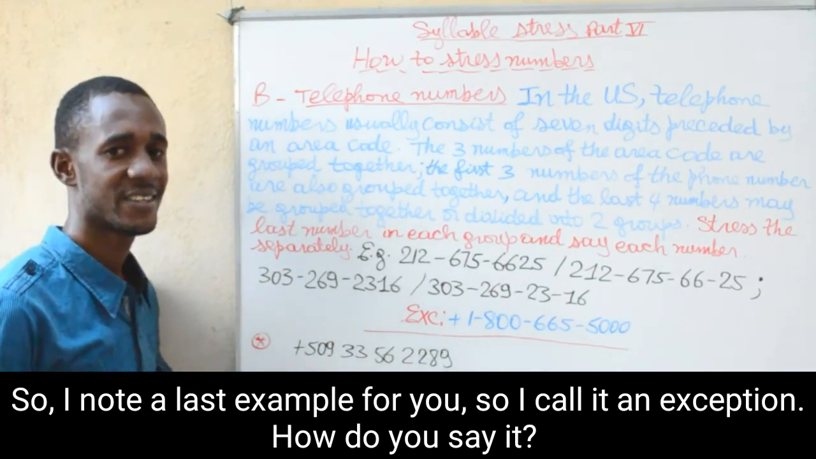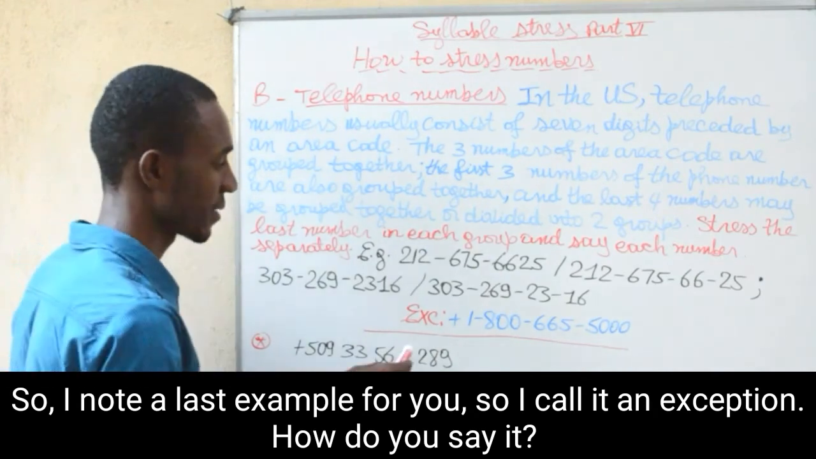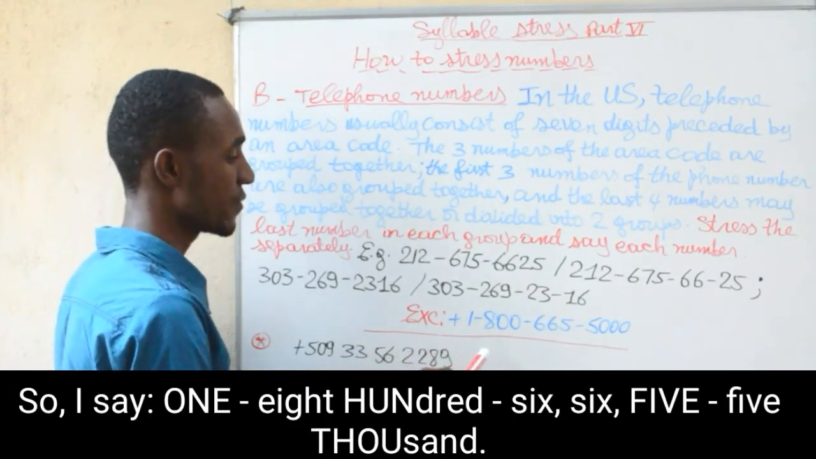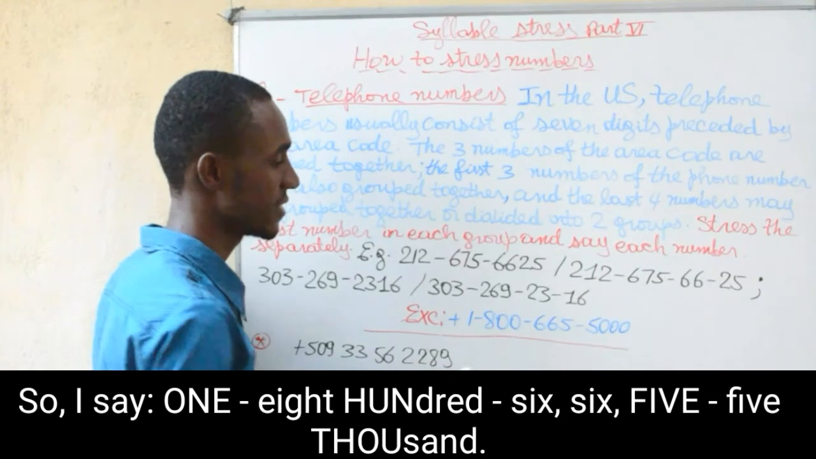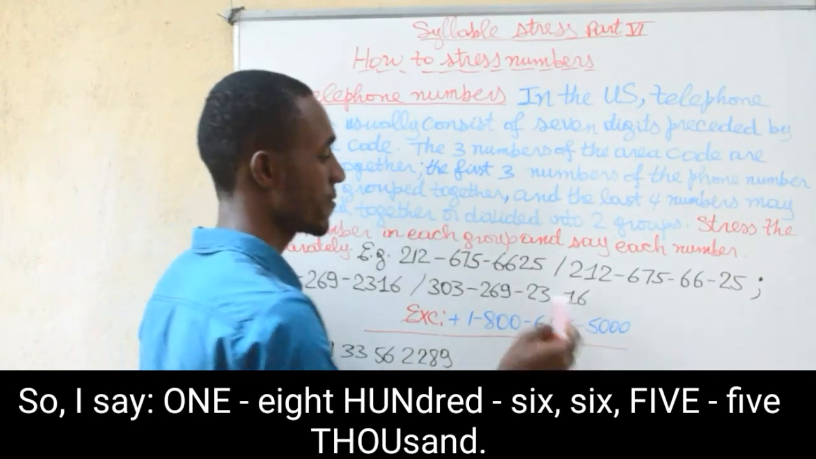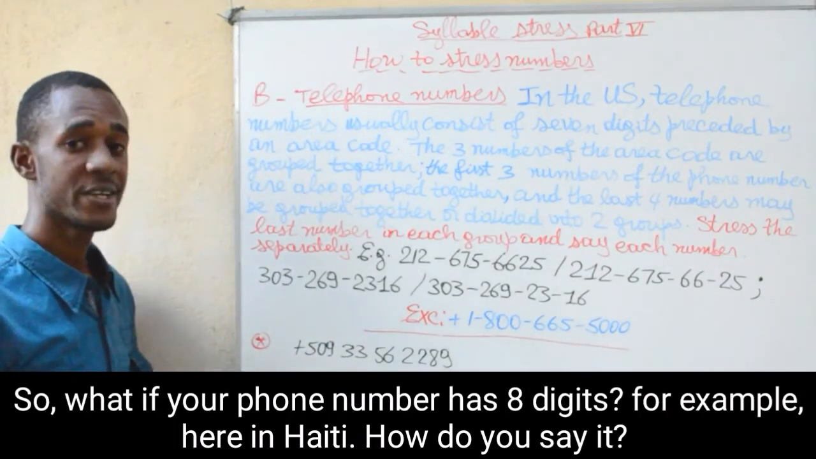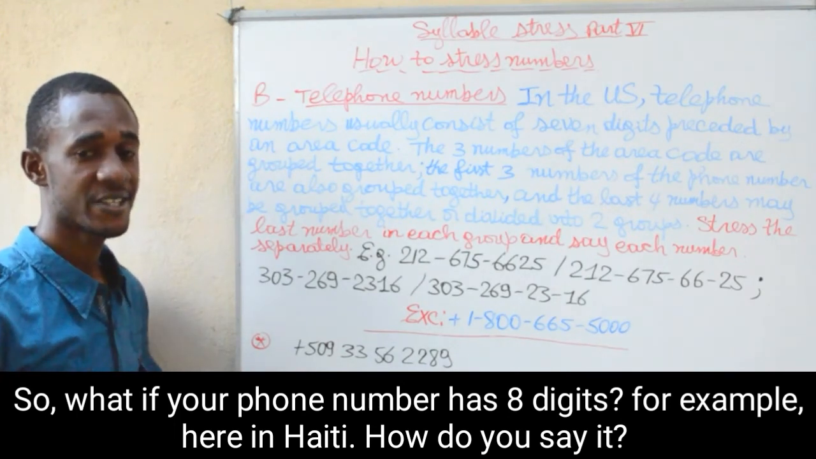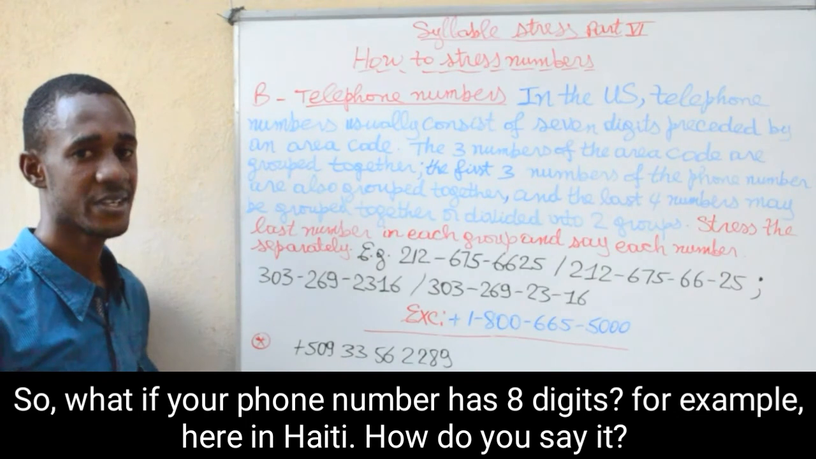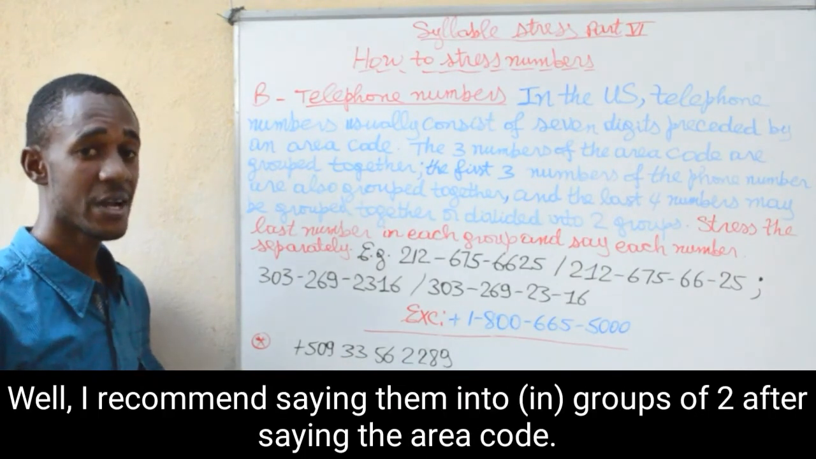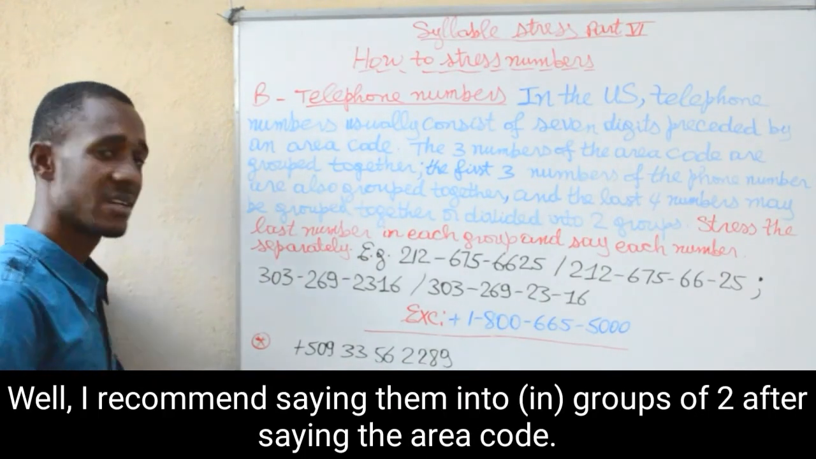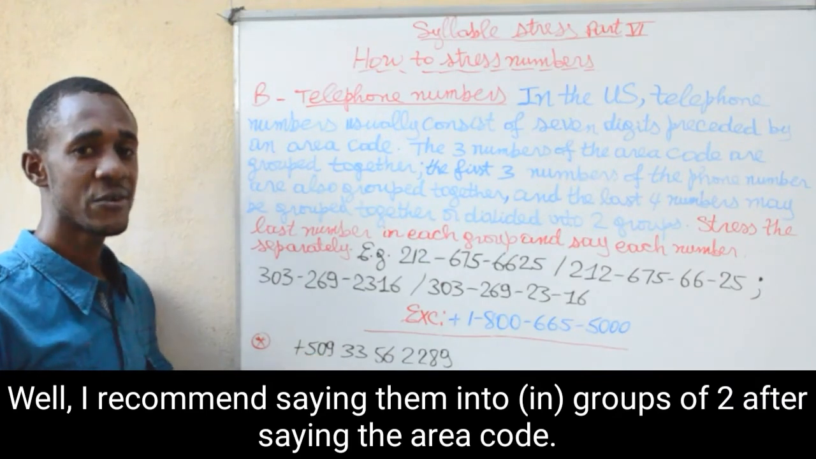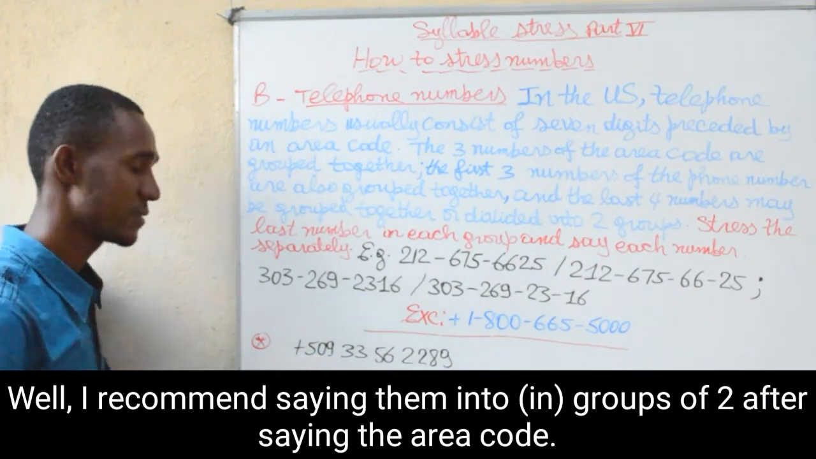How do you say it? So I say 1-800-665-5000. So what if your phone number has 8 digits? For example, here in Haiti, how do you say it? Well, I recommend saying them in groups of 2 after saying the area code.